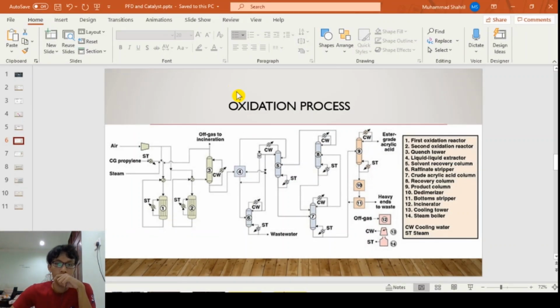The next step is the bottom stream from the recovery column. Number 8 is the recovery column. You can see here the bottom stream from the recovery column is sent to the crude acrylic acid column, number 7, and the overhead stream is recycled back to the solvent recovery column number 5 here.